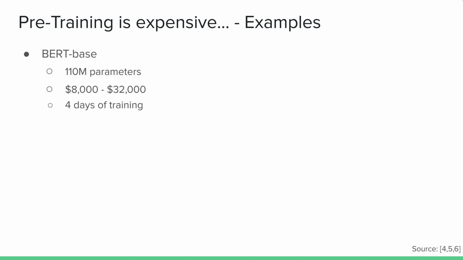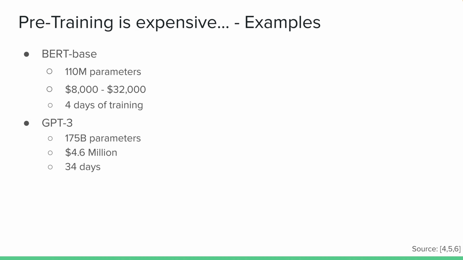As we've mentioned before, pre-training these large language models is a massively expensive process. Let's look at a few examples to understand the scale. Take BERT-base, for instance, which is a relatively small model with only 110 million parameters. Training it can cost anywhere between $8,000 and $32,000 and take around, let's say, 4 days.